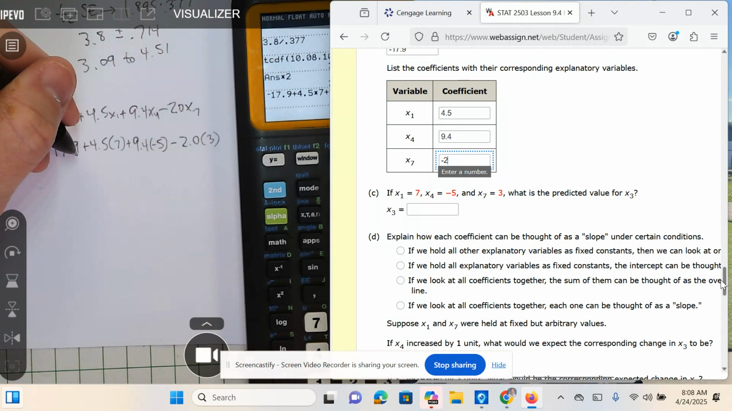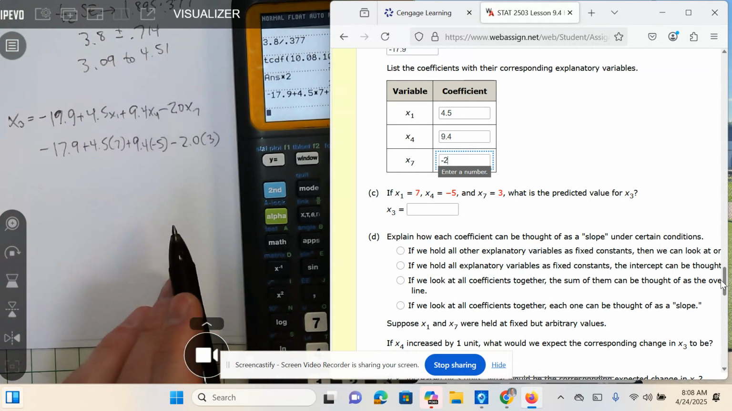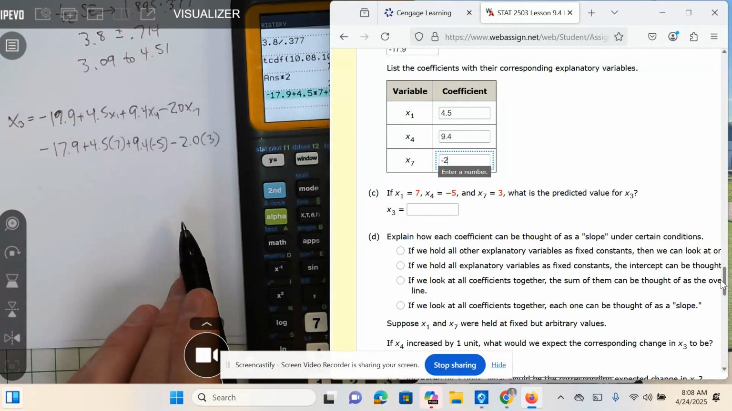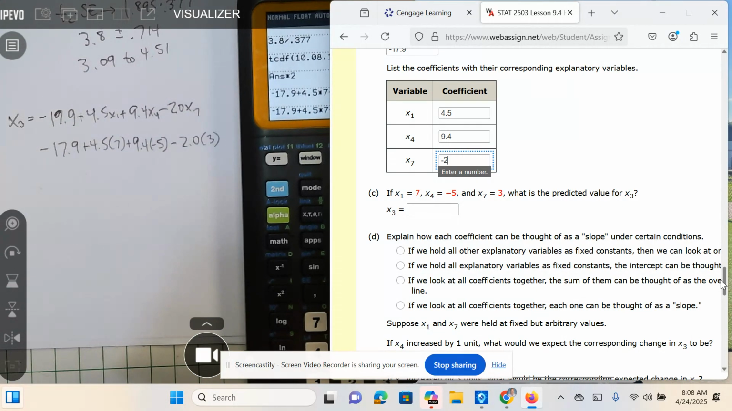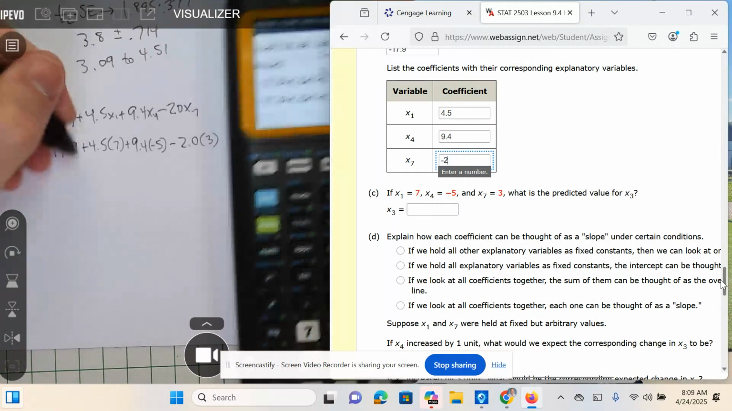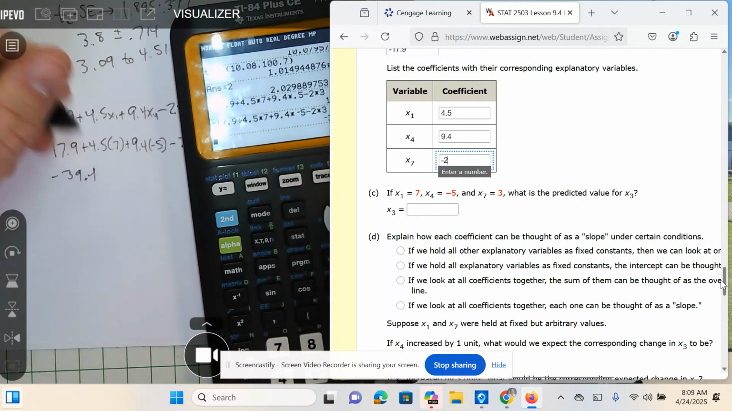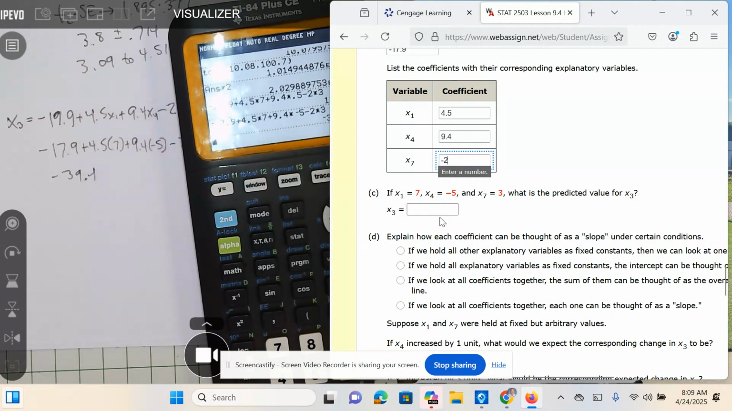Let me make sure I did that right. Negative 17.9 plus 4.5 times 7, 9.4 times, oh, negative 5. I did this backwards. That's my fault. 9.4 times negative 5 is negative 47. So I typed something in there wrong. I apologize. I didn't type in a decimal. So the result is negative 39.4.